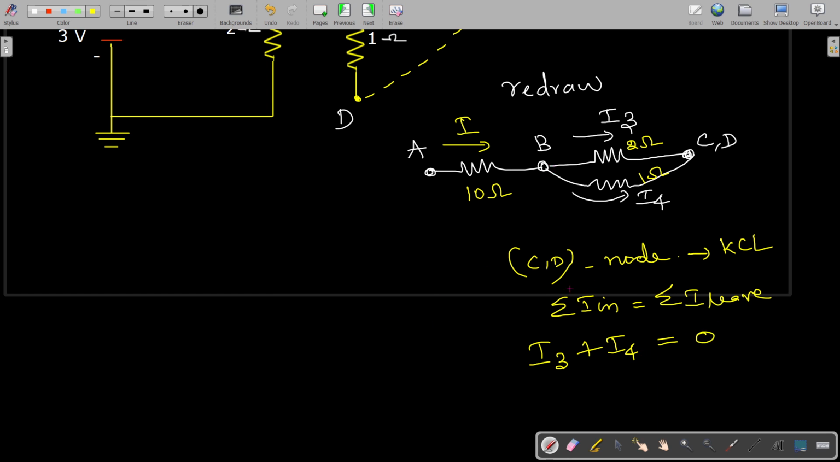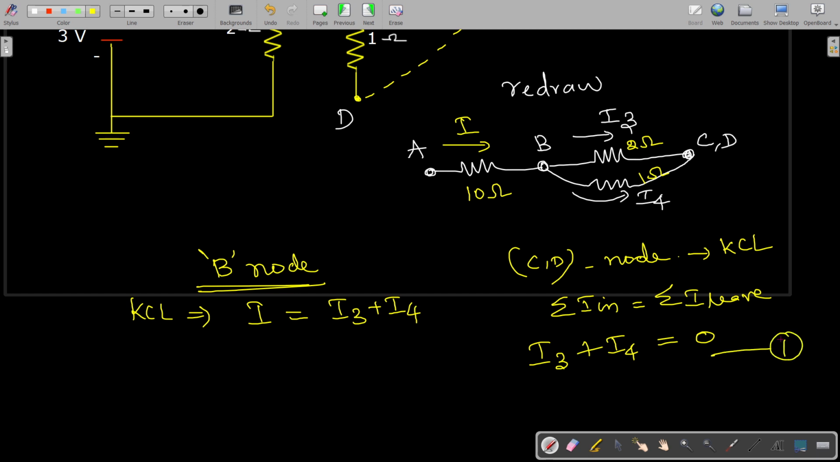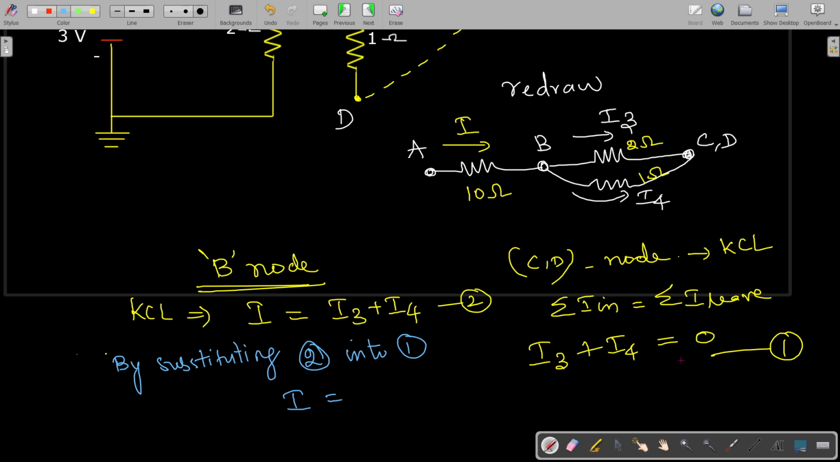If you consider this B node, we can apply KCL so that we can write the incoming current here is I, and the leaving currents are this I3 current plus this I4 current. If you consider this as first equation and this as second equation, by substituting second equation into the first equation, we can say that I is equal to I3 plus I4, which is equal to 0. So this I is equal to 0. So this is the answer.